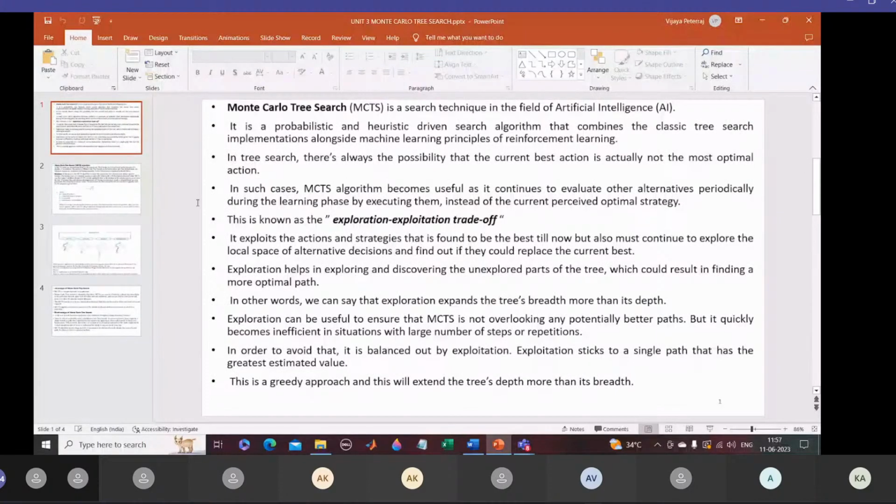But again, we'll be having a query in AI. How can I help you? It is probabilistic as well as heuristic search. So it's going to combine both your classic search. Like it gives you the options, we have to click any one of the options. Based on that, there is always a possibility that the current best strategy is actually not the most optimal one. It has taken some action, but it will not be the optimal one. In that case, you can go for MCTS, that is Monte Carlo tree search. It is very useful here. It continues to evaluate other alternatives periodically.